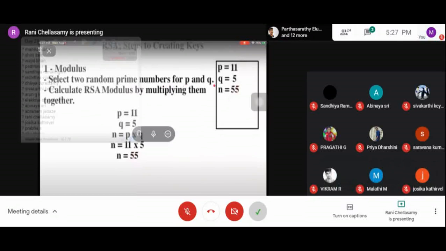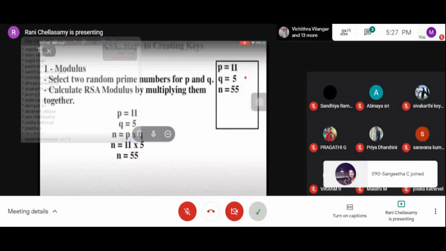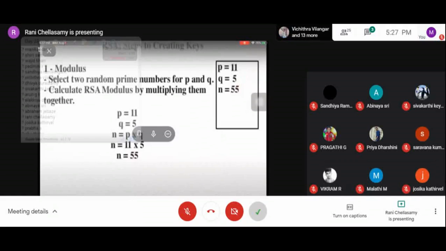For example, we can consider the prime number 11 for P and 5 for Q. After choosing the two random prime numbers, we have to calculate the RSA modulus. How will we calculate the RSA modulus? By multiplying P and Q.